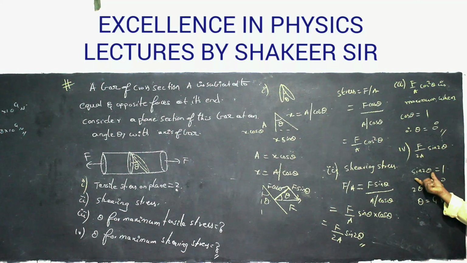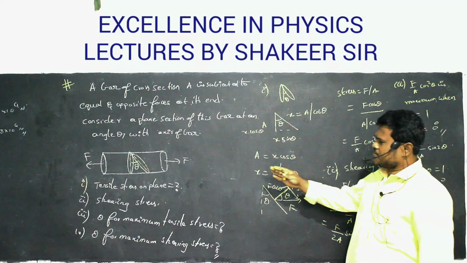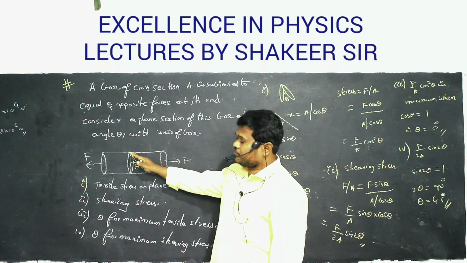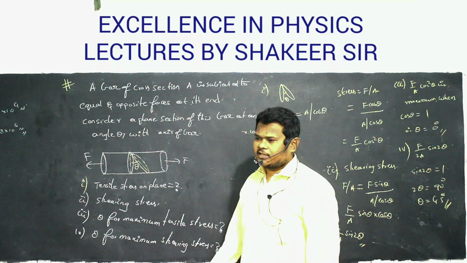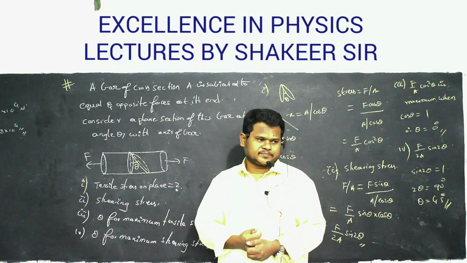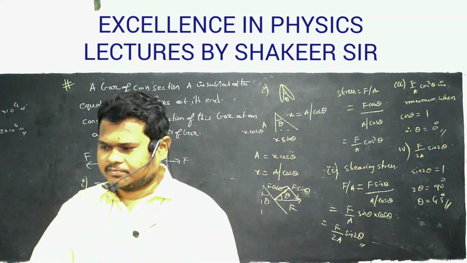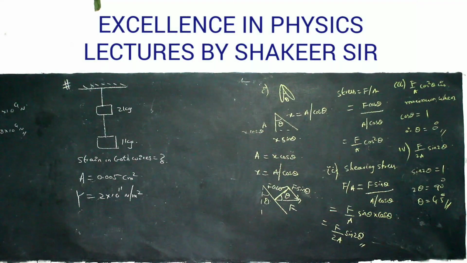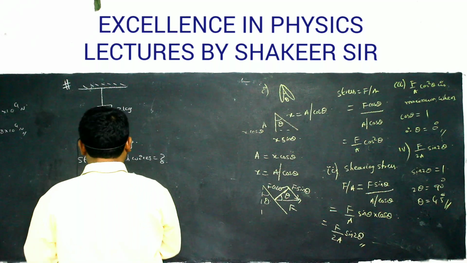For anywhere there is sin 2 theta, sin 10 theta, sin 20 theta, whatever it may be, the maximum value of sin theta is 1 only, no? So here 2 theta is given. So sin 90 is 1. So 2 theta should be equal to 90. So theta is equal to 45 degrees. Are you able to understand? So if this area is present at an angle of 45 degrees, then the shearing stress will be maximum. Clear? That's all. Clear? So this is the given question.